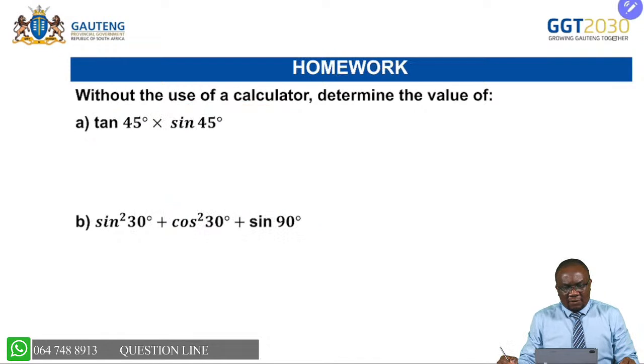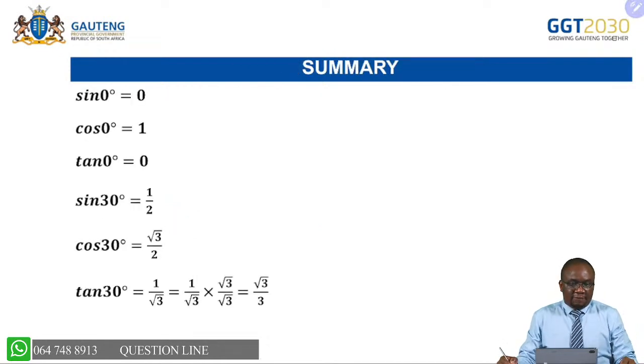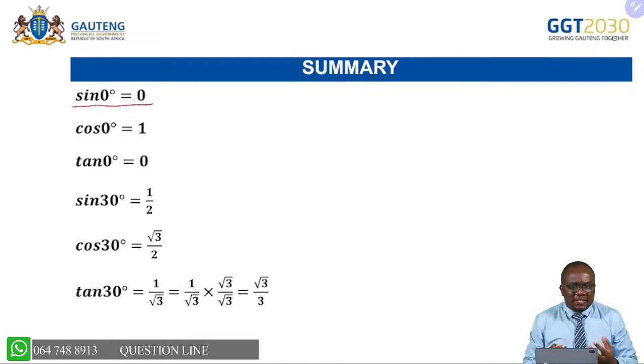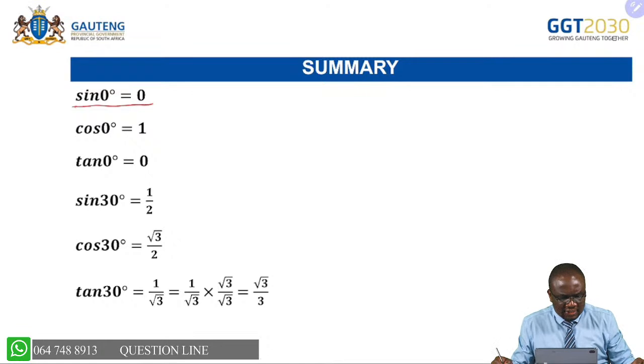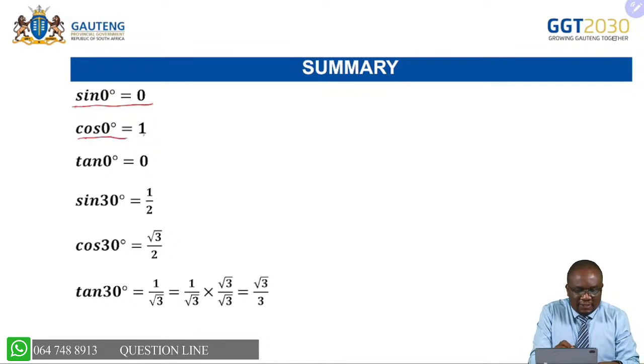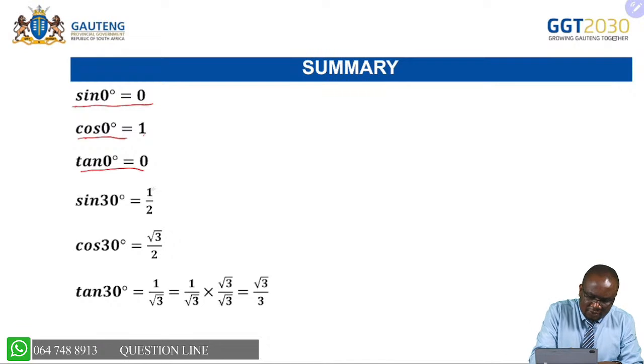Right, let's summarize our lesson. Then we'll be done. We're going to finish at 5 past. Right, sine 0 is 0. That's a special angle. We didn't talk about it, but we can talk about this one using the Venn diagram, but we're not going to have time to discuss the Venn diagram. Right, cos 0 is 1. Remember that. And then tan 0 is 0. So the only trigonometric ratio that will give you 1 here is cos 0. Then we did this one.